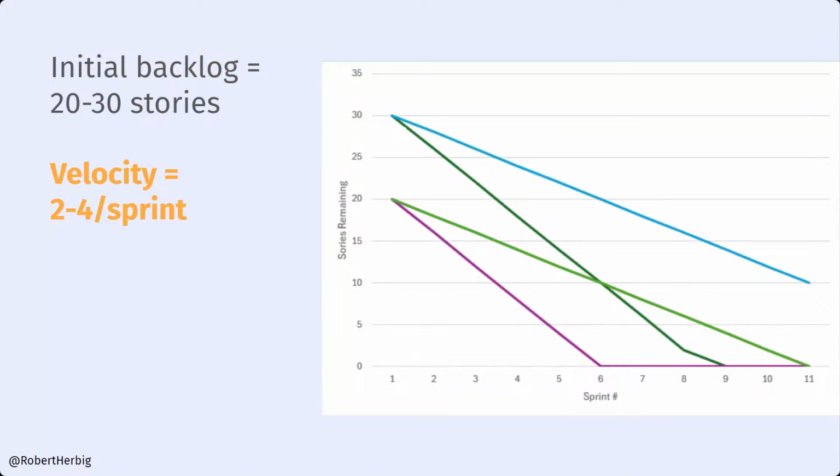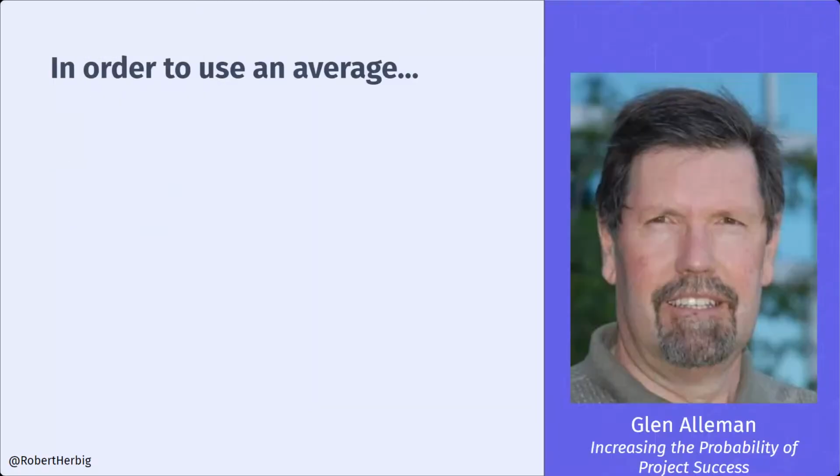This is a more principled approach, and then we could continue this process for the numbers in between 20 and 30, the numbers in between 2 and 4, and all the combinations thereof. But I want to come back to the averaging. And the reason it's so tempting to average is because it does make the math easier, but it is difficult to probabilistically forecast. Because in order to use an average, and I'm going to lean on Glenn Alleman here, who wrote Increasing the Probability of Project Success. Sounds like a pretty relevant book, and it is a good one.